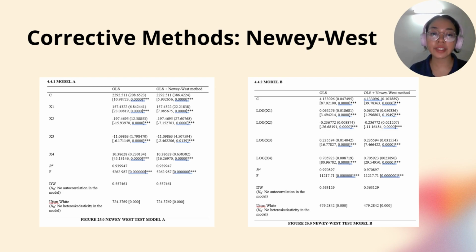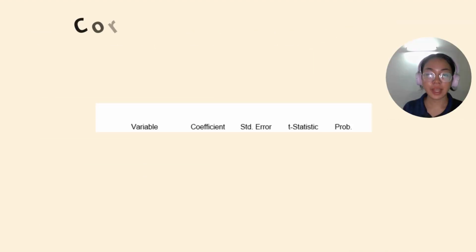Apart from that, both models have the same coefficients, and their R-squared value, F-statistic, DW statistic, and White test are the same for the OLS and OLS plus Newey-West methods. Nevertheless, the generated HAC standard error has a larger value than the OLS standard error, thus producing a HAC t-statistic with a smaller value. This indicates that the OLS method underestimated the actual standard error values.